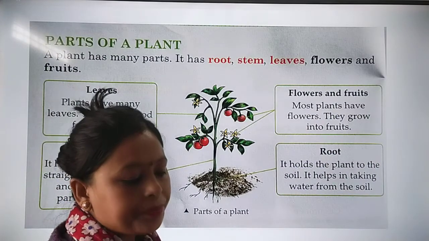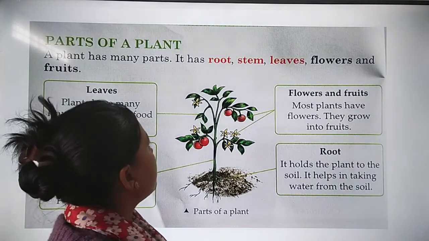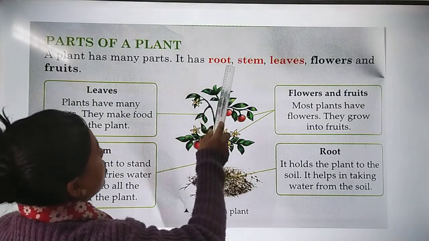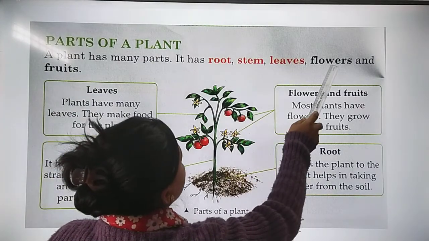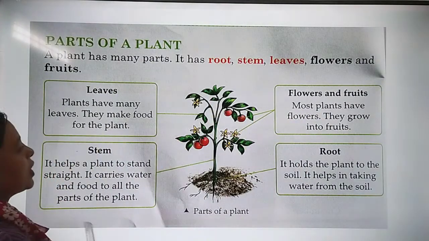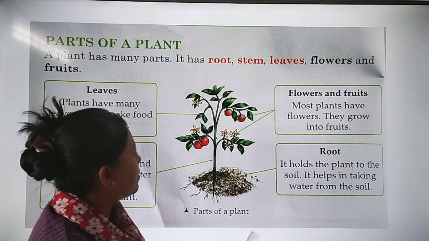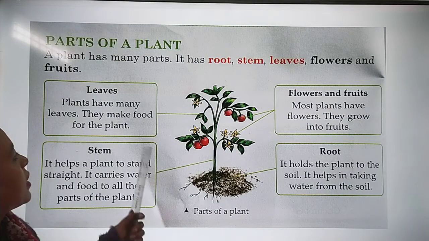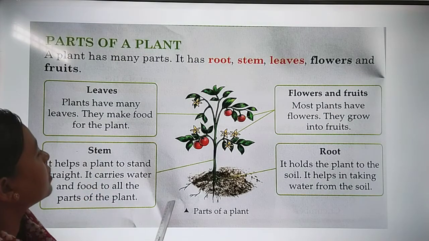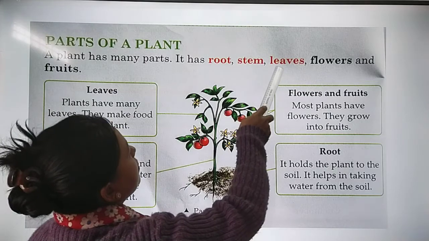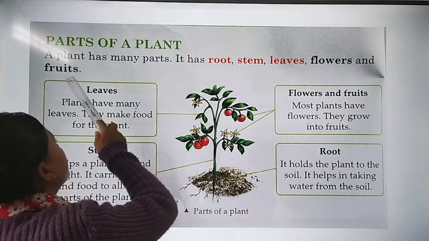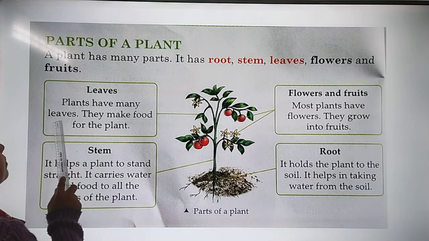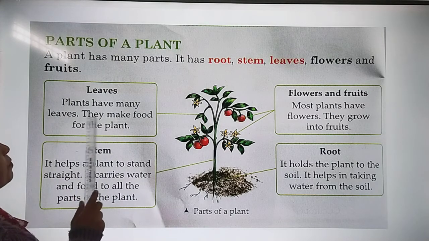Now next one is parts of a plant. A plant has many parts. It has root, stem, leaves, flowers and fruits. Okay, so this is a picture of a plant. Parts of a plant. So there are some parts of the plants given, like root, stem, leaves, flowers and fruits. Okay, so leaves. Plants have many leaves. They make food for the plant.